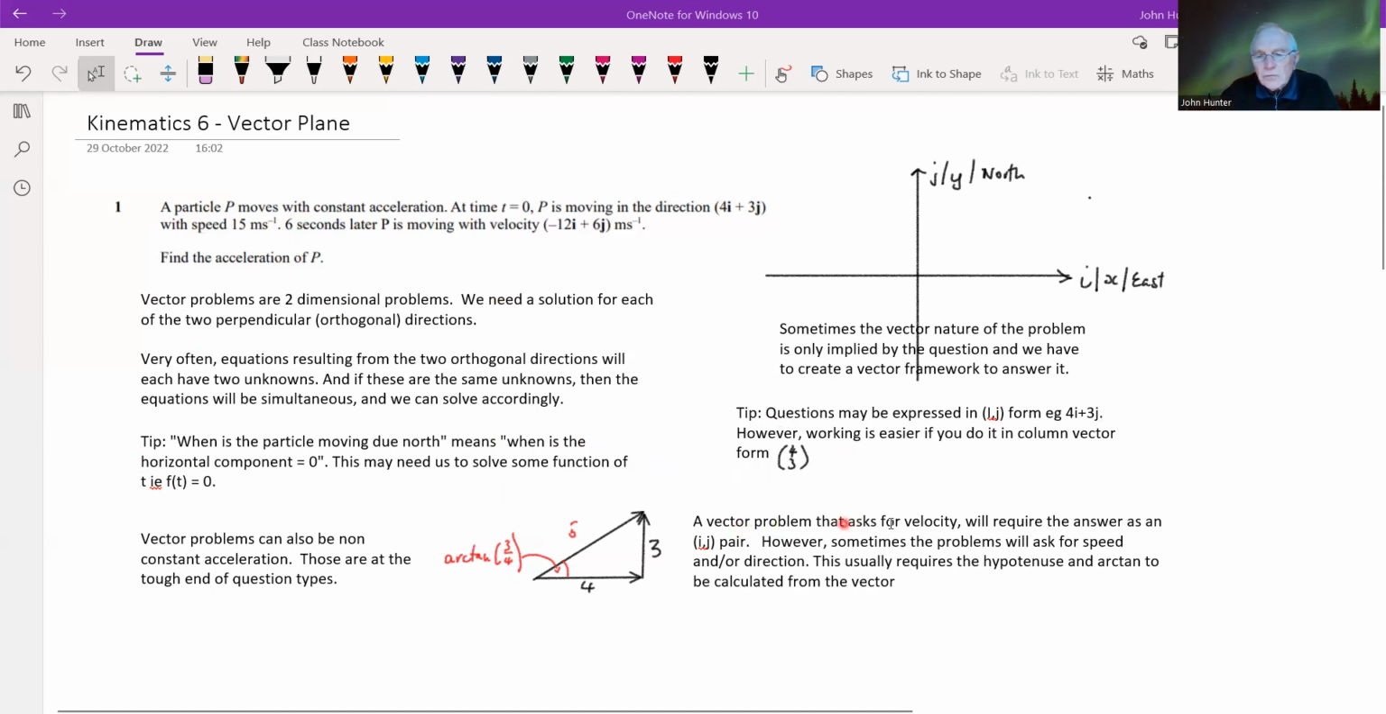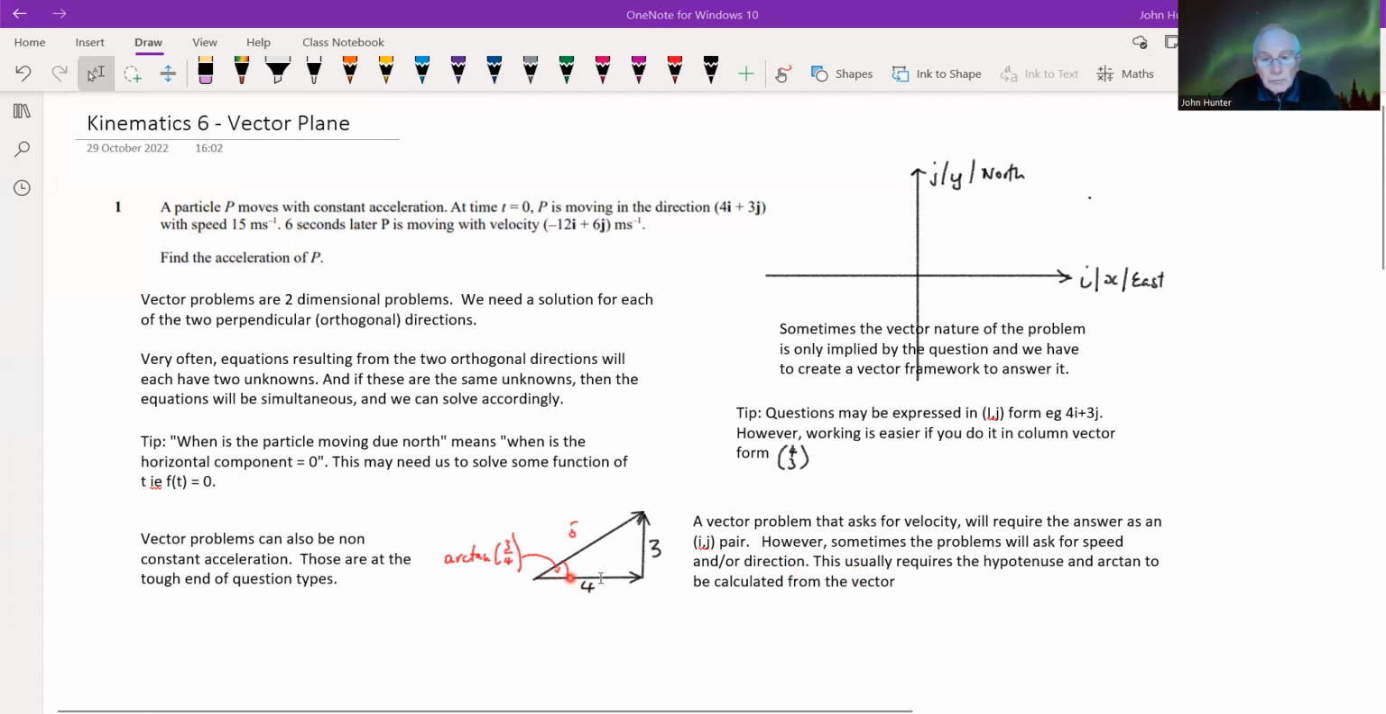A vector problem that asks for velocity will require the answer as an ij pair, and very often it does that. Sometimes the problems will ask for speed and or direction, so we need to understand the distinction between the 2. Usually we do all our working out and get some answer, velocity, typically as a vector, and then convert that vector into a scalar, which is its speed.